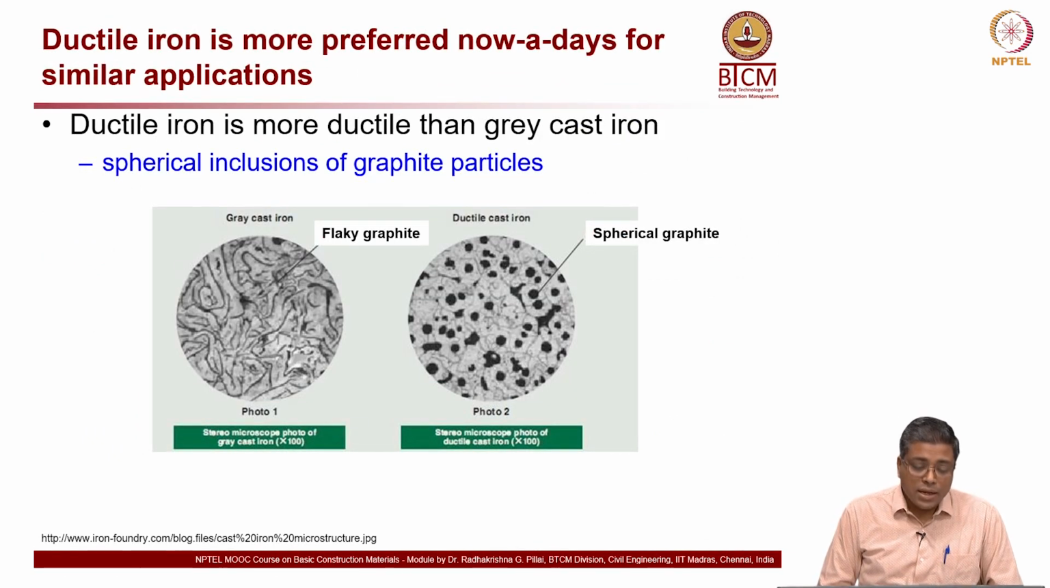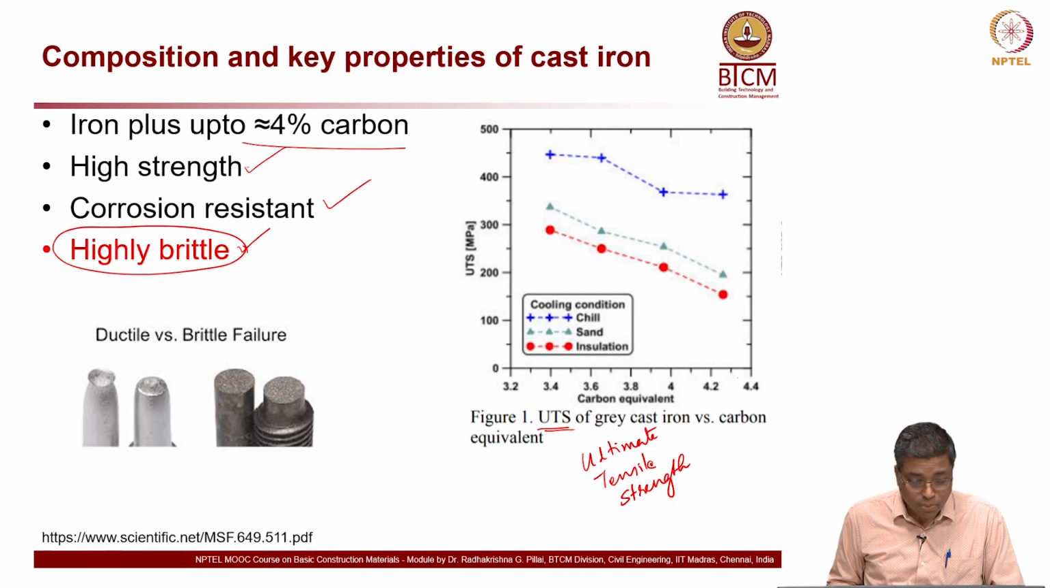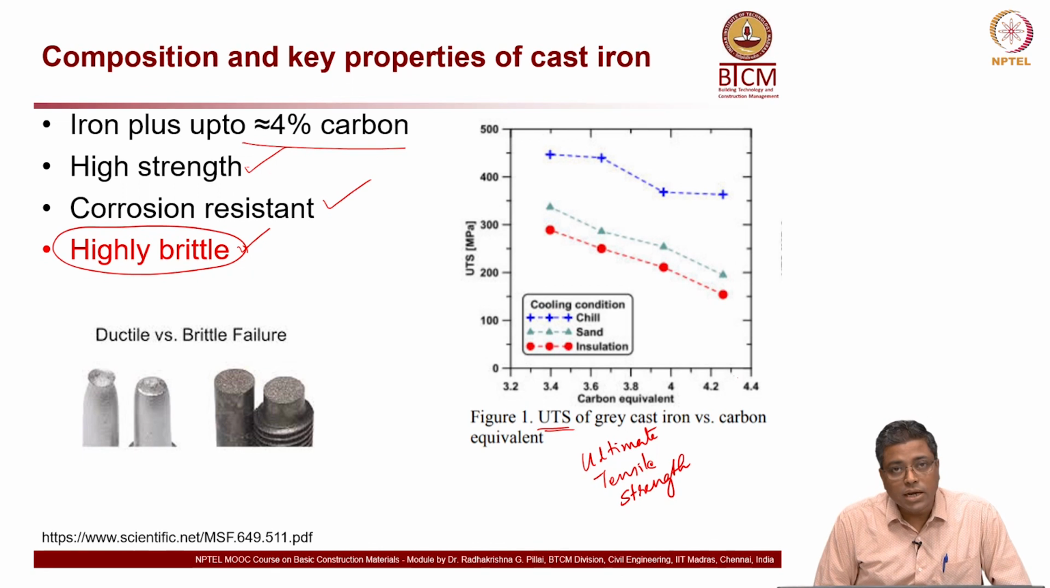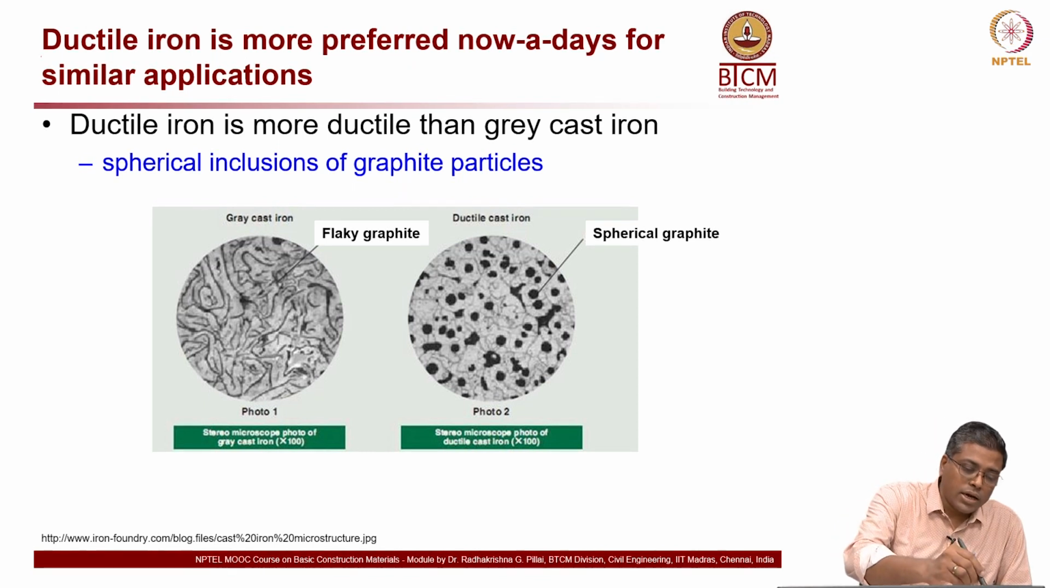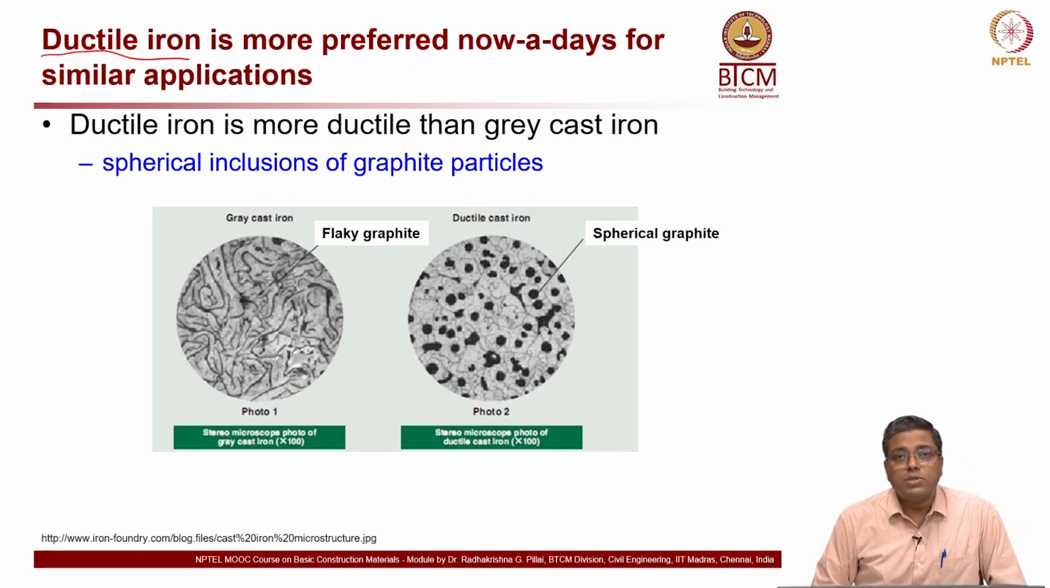Now, there is another property. In the cast iron we talked about that brittleness is the very big problem, or negative, or unfavorable property. So, engineers actually worked on how to increase the ductility, or rather decrease the brittleness. So, they came up with a new product called ductile iron, okay, ductile iron. Now, it is more ductile or less brittle than the grey cast iron.